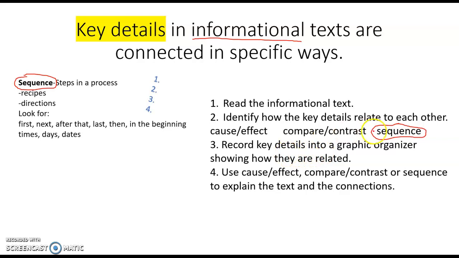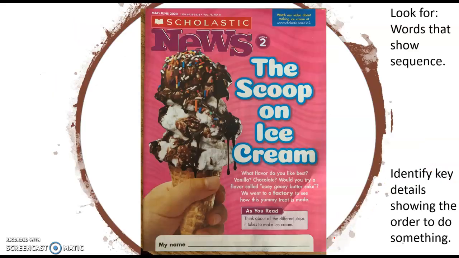Okay, it's always important that we're taking notes and recording our key details into a graphic organizer to show how they're related. We're going to skip that step this week. And then we want to use those cause and effect words, those compare and contrast words, or those sequence words to explain the text and the connections. So when I go to explain my text afterwards, I'm going to use those sequence words to help show the connections that were in the text.